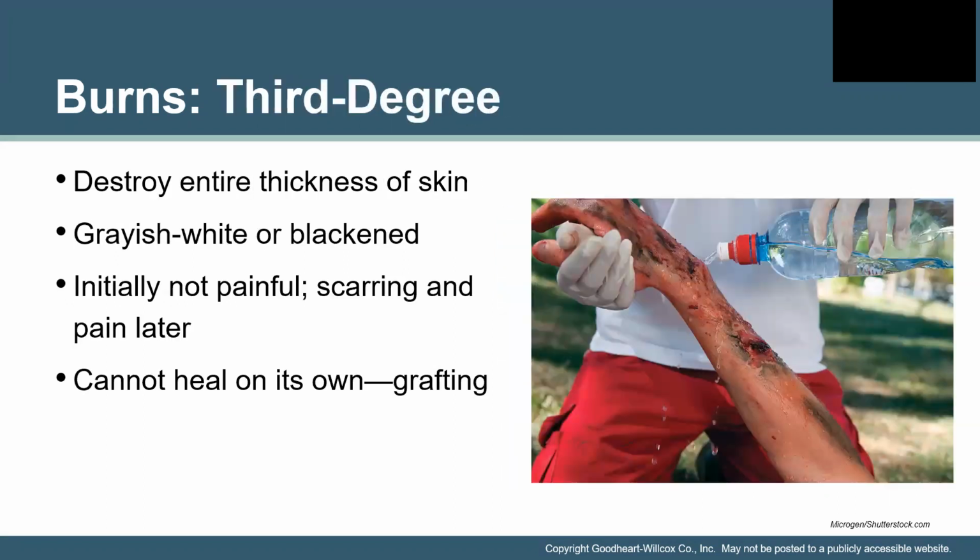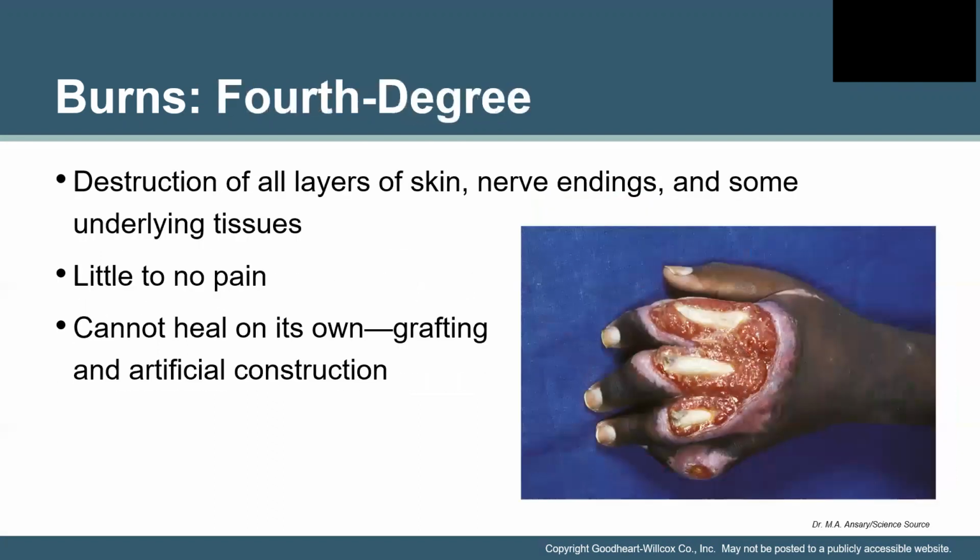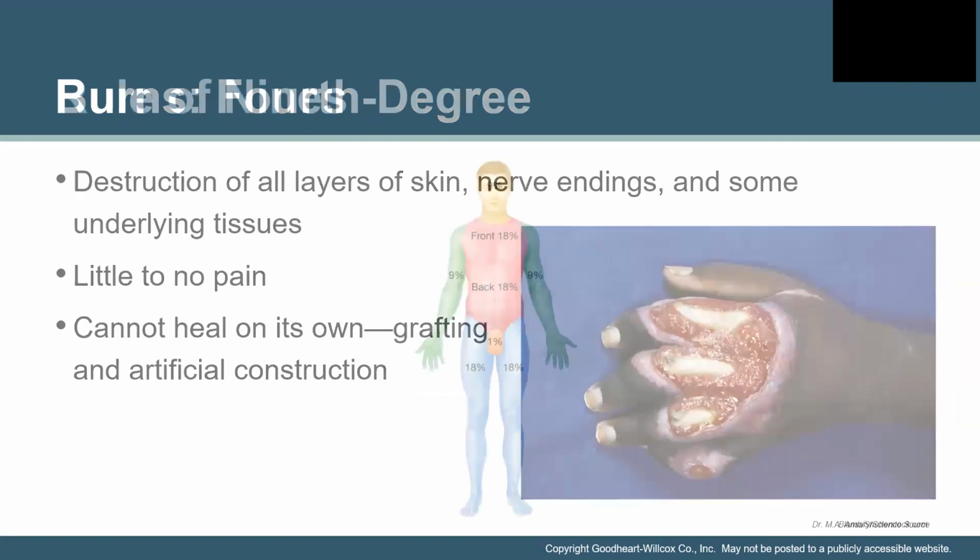A third-degree burn goes through the entire thickness of the skin. The skin may get gray or white or even blackened. It's initially not painful, but there is scarring and pain later, and it can't heal by itself due to the depth of the damage and how far down it goes. A fourth-degree burn is destruction of all layers of the skin and nerve endings, and it can even reach into the bone. There is little to no pain, but it cannot heal on its own, and grafting and artificial reconstruction will be required.